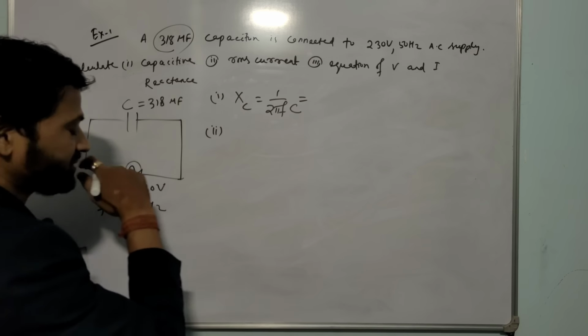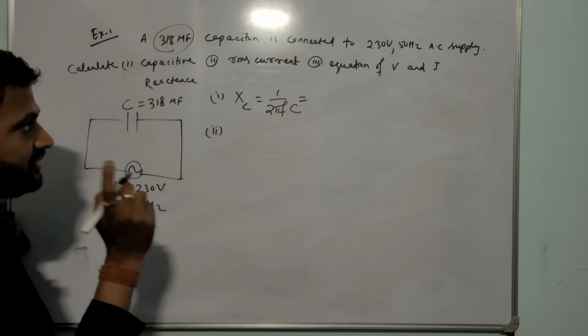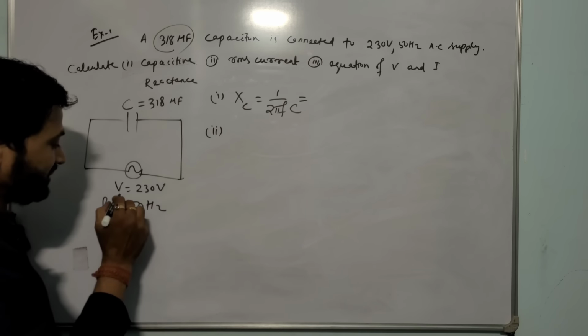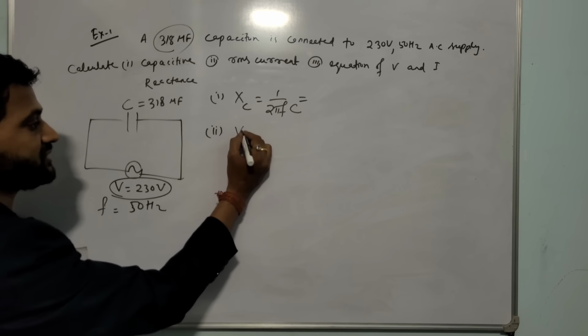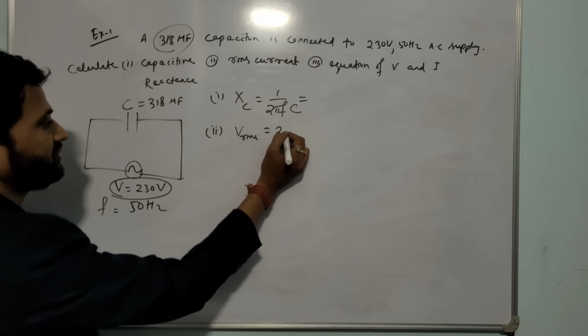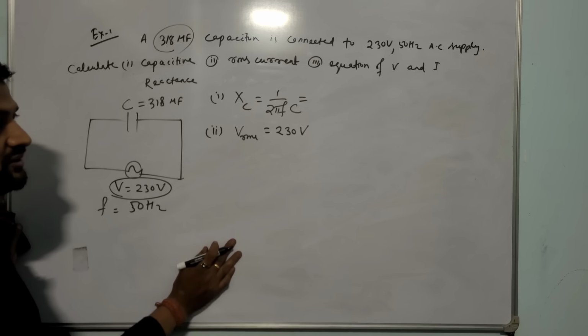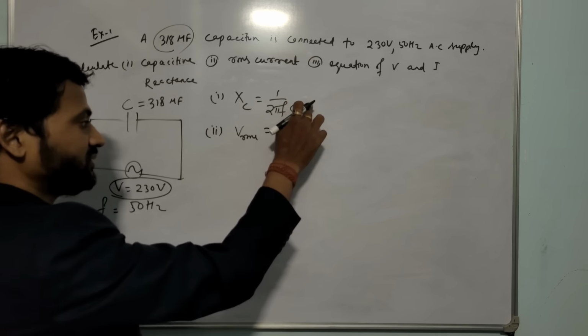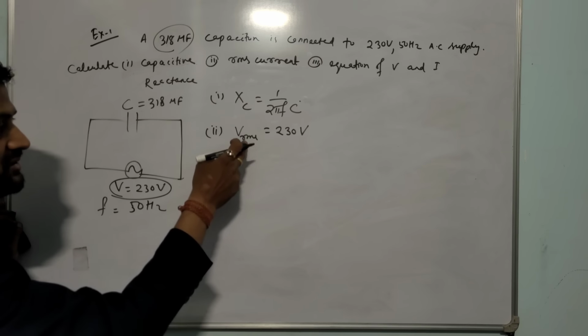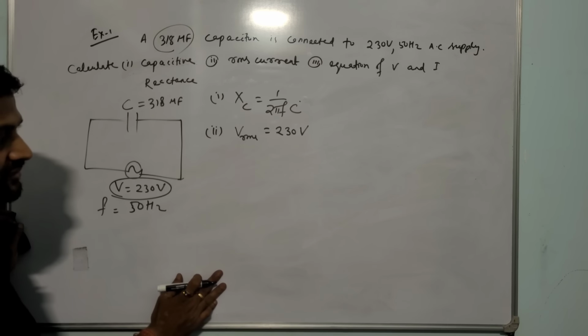Coming to RMS current, to find it you need to know one thing: the voltage given in the question is the RMS voltage. So RMS voltage is given as 230 volt, clear? If RMS voltage is given, you can find RMS current as RMS voltage upon opposition.